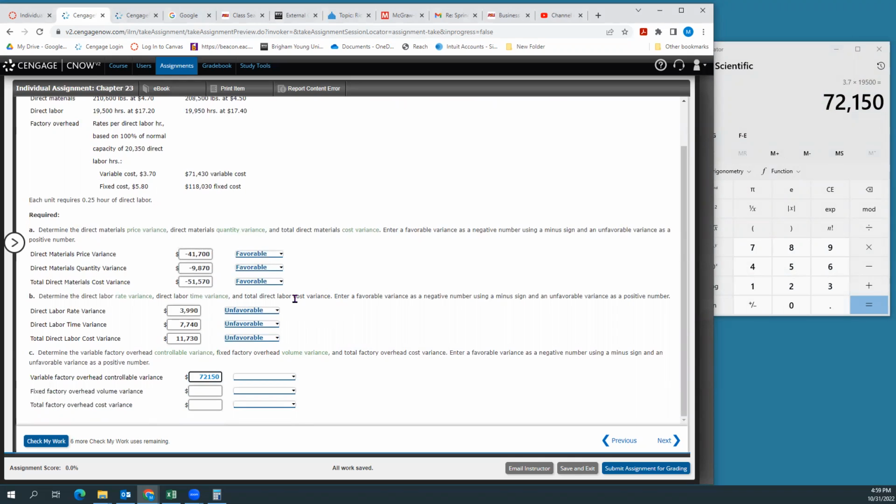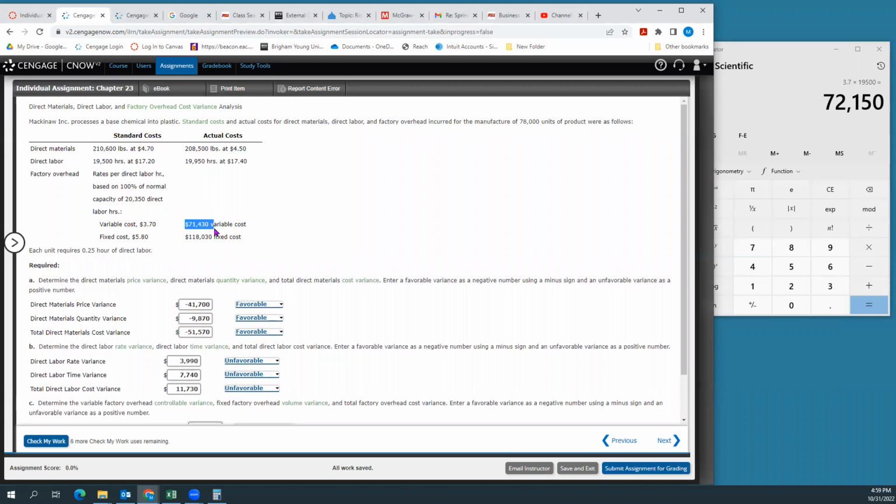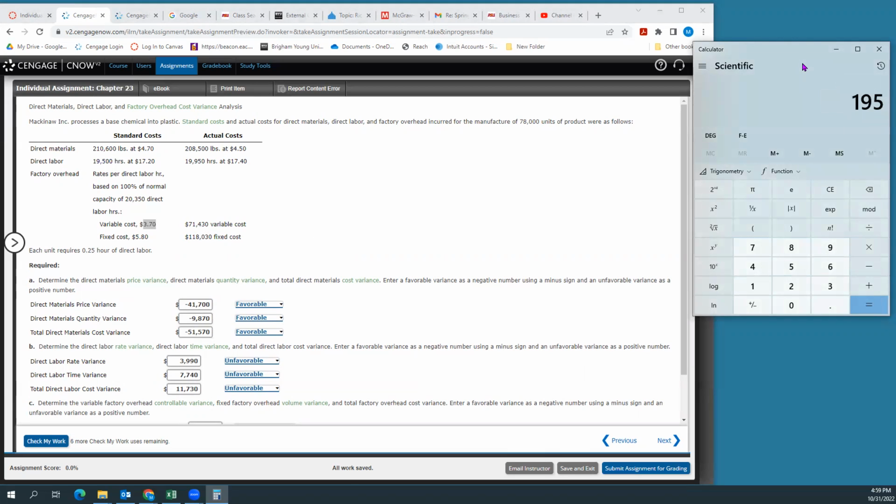And then, wait a minute. I'm screwing this up again, guys. So that's okay. Our actual variable overhead costs were 71,430, but our budgeted were 72,150. So in other words, we're just going to look at our direct labor hours of 19,500 times the variable cost per hour. That's what we budgeted. So 19,500 times 3.7. There's our budgeted variable overhead cost.